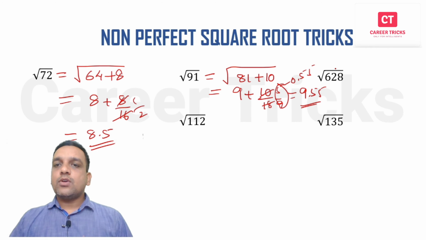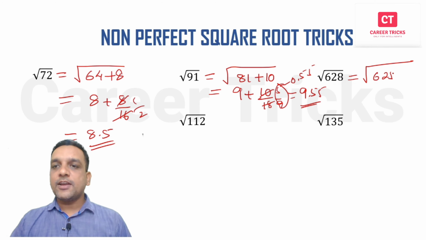Next we have the number, the square root of 628. Which is the nearest perfect square for 628? That is 625 plus 3. If I am taking the square root of 625, what will I get? 25 plus 3 by 50.